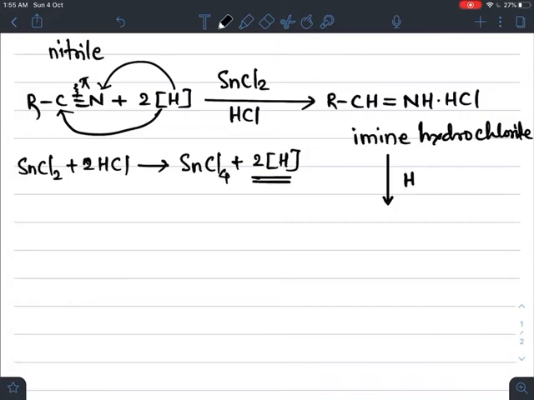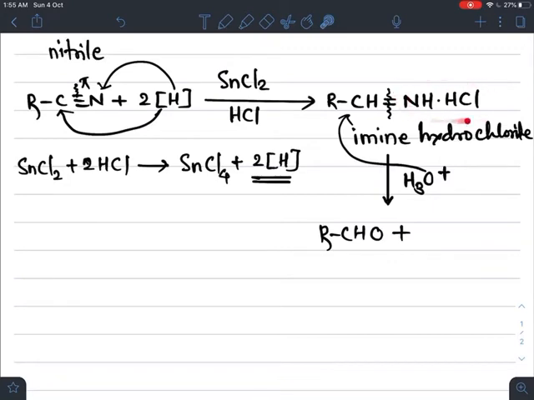This imine intermediate is an unstable compound, and it further undergoes acid hydrolysis, H plus and H2O, which combined give H3O plus. In presence of H3O plus, the bond breaks from the carbon nitrogen double bond, and addition of oxygen takes place to this carbon. So finally we get RCHO plus the remaining byproduct.